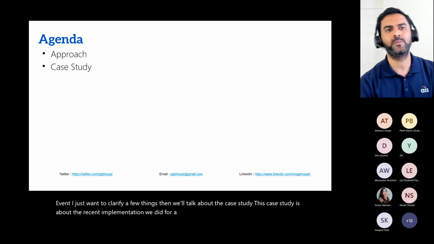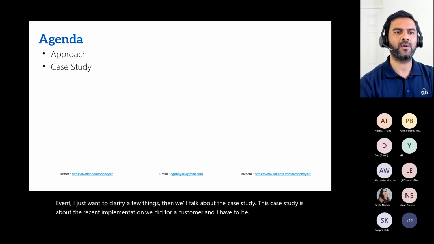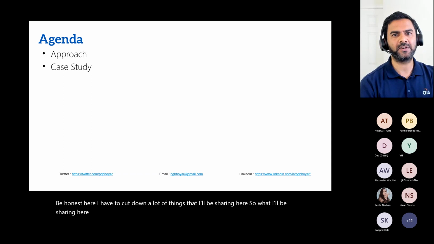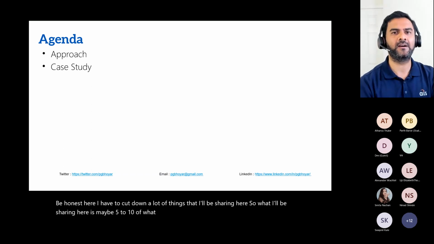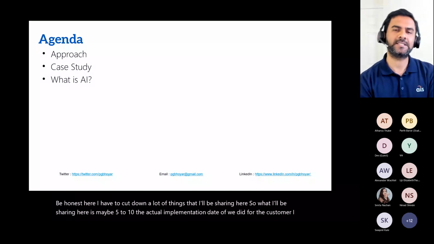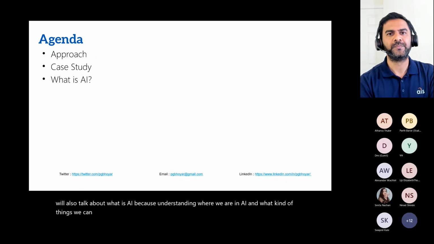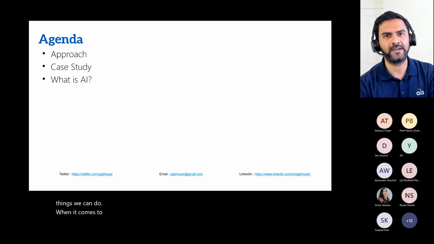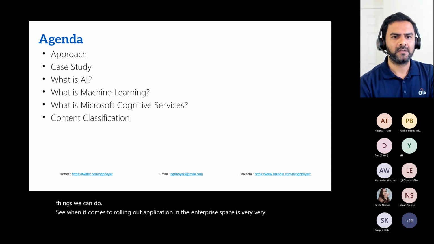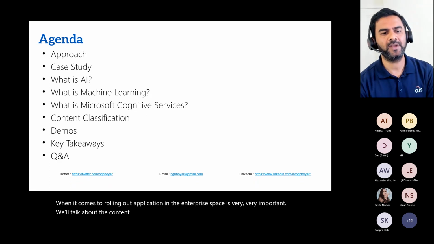I will be honest here. I have to cut down a lot of things that I'll be sharing. What I'll be sharing is maybe 5 to 10% of the actual implementation we did for the customer. We'll also talk about what is AI, because understanding where we are in AI and what kind of things we can do, especially when it comes to rolling out applications in the enterprise space, is very, very important. Then we'll talk about content classification, demos, key takeaways, and Q&A.